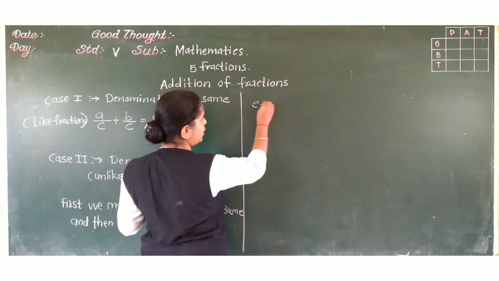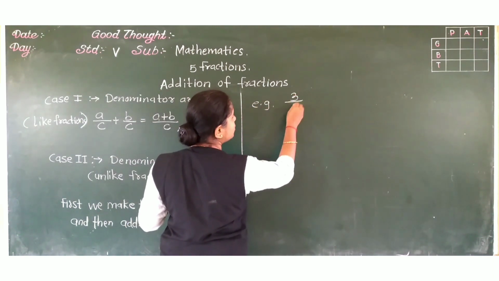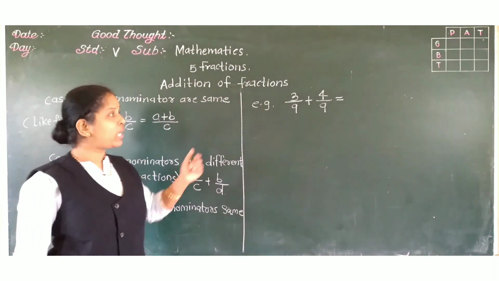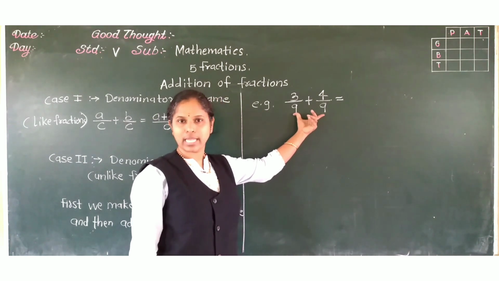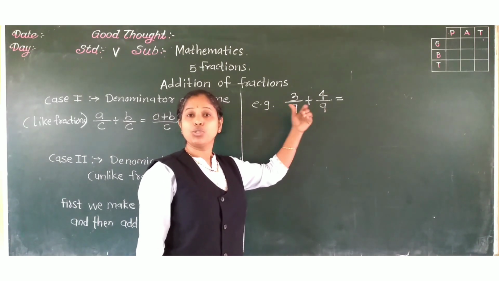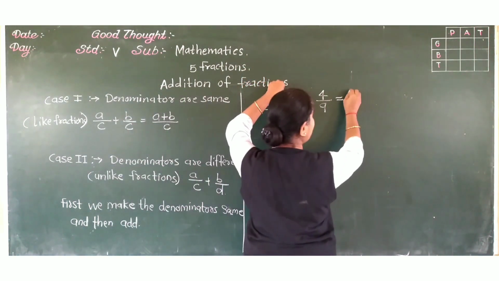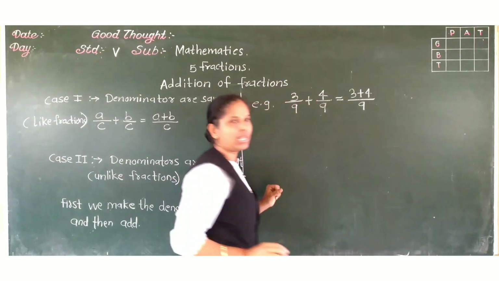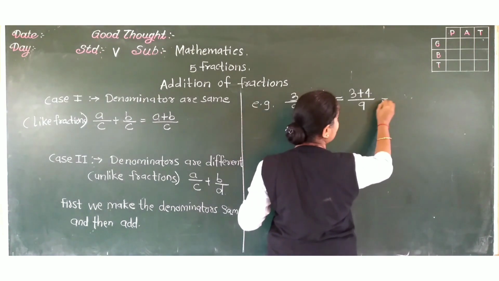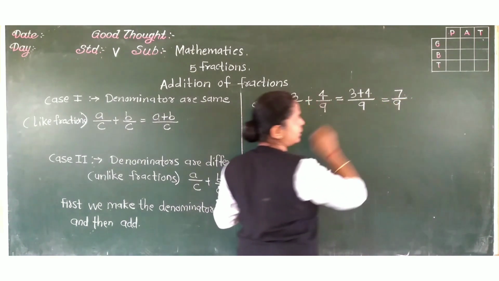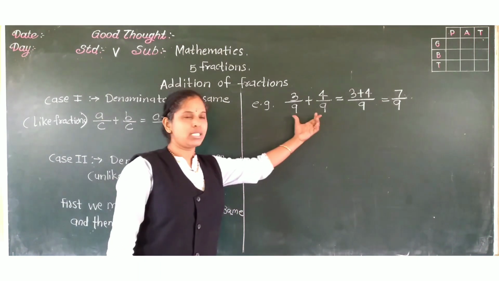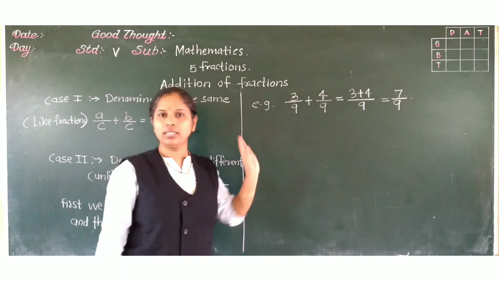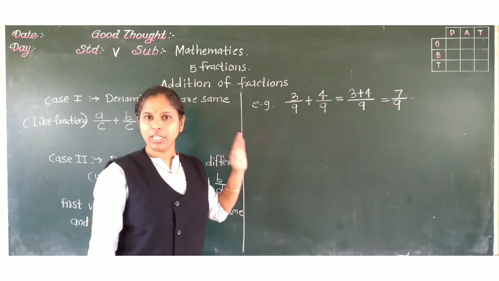For example, see here, 3 upon 9 plus 4 upon 9. Look at both the fractions. Denominators are same. These are like fractions. So what we have to do? We have to add only numerators, and the denominator will remain as it is, that is 9. So what will be the answer? 3 plus 4, 7 upon 9. In this way, when denominators are equal, we have to add only numerators and the denominator will remain same. This is the first case of addition of fractions.